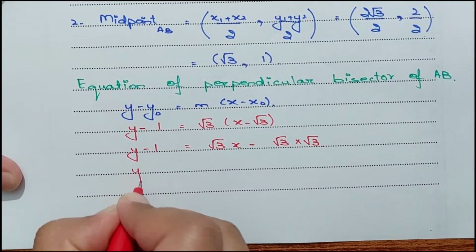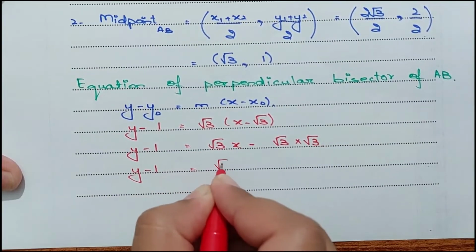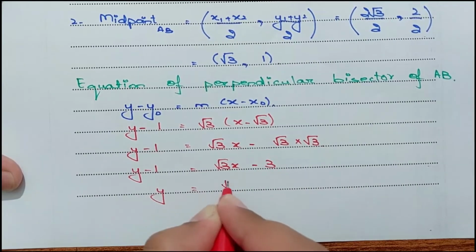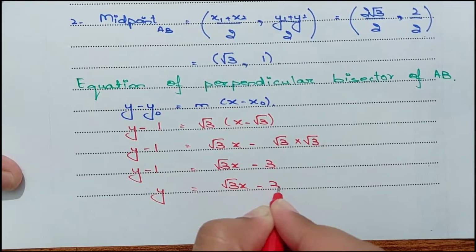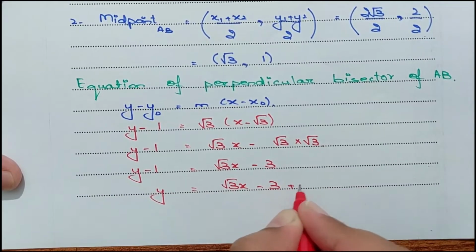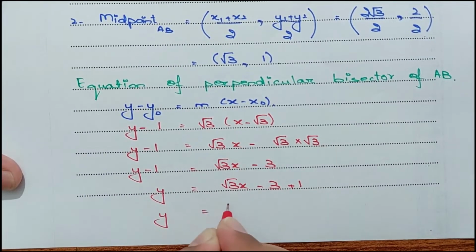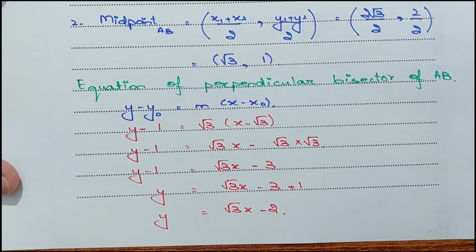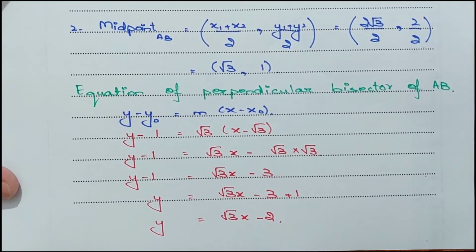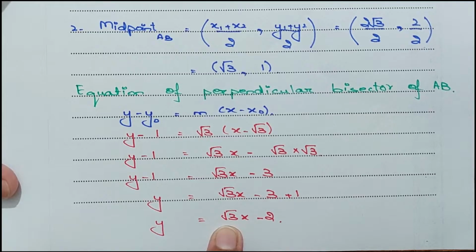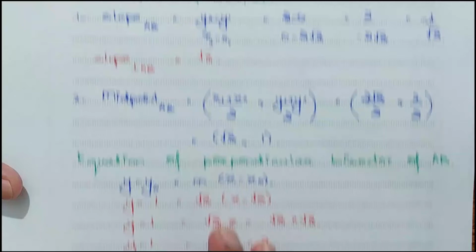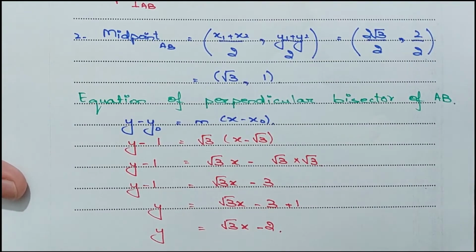All right. So y minus 1 equals root 3x minus 3. So y should be equal to root 3x minus 3, and shifting the 1 to the other side, it becomes plus 1. So y equals root 3x minus 2. That is the equation of the perpendicular bisector of AB in the form y equals mx plus c. Okay, m is given in exact form. We have to write m exactly, and c should be an integer. Minus 2 is an integer.